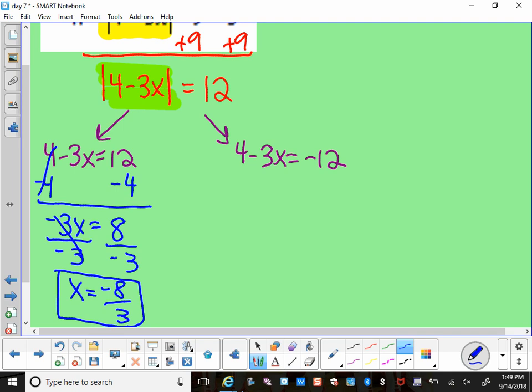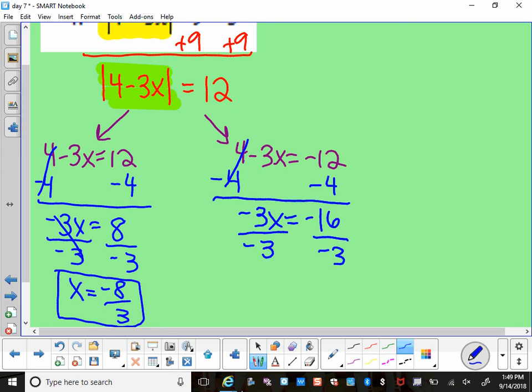My other equation, I have minus 4, minus 4. So negative 3x equals negative 16. Divided by negative 3. So x equals, negative and negative becomes a positive, 16 over 3. If you were to check these, they would be right. Okay? Save you some time. All good so far?